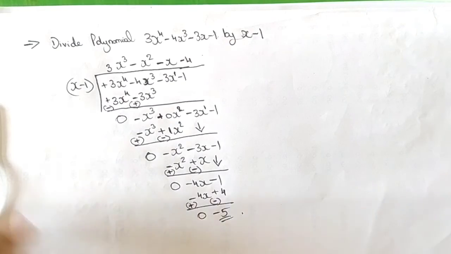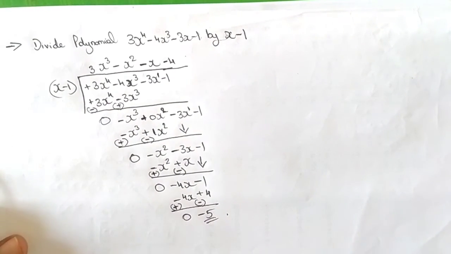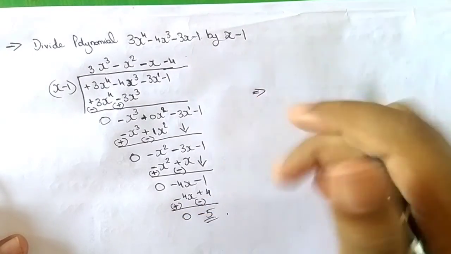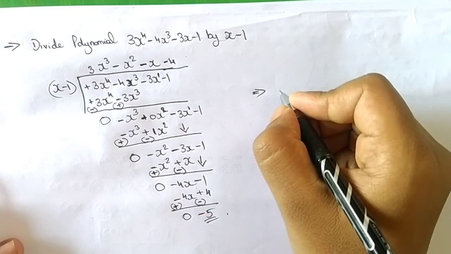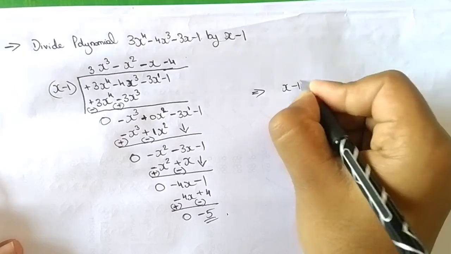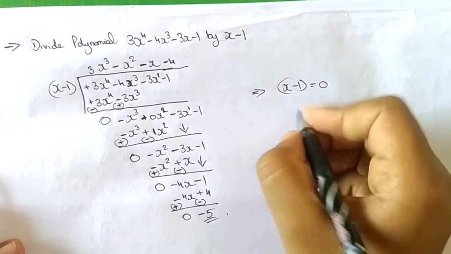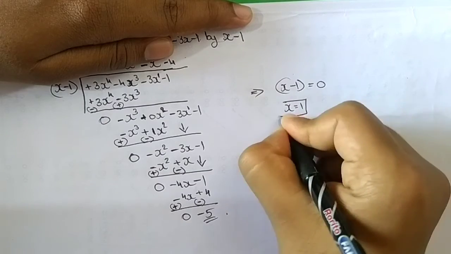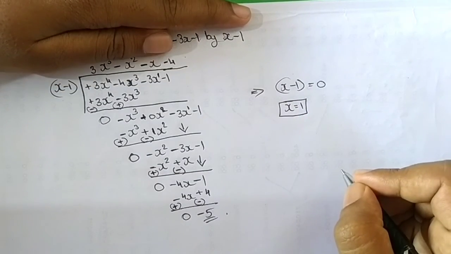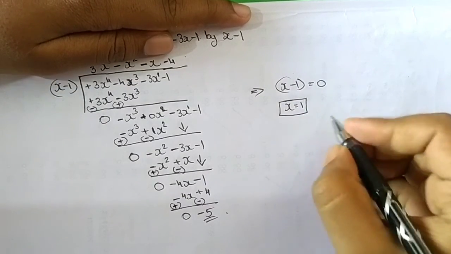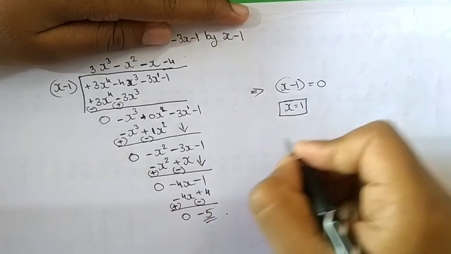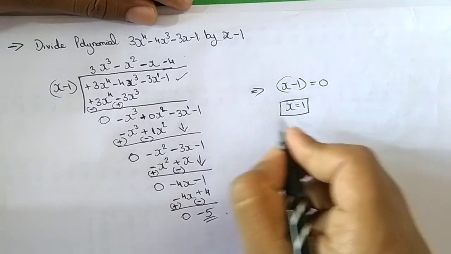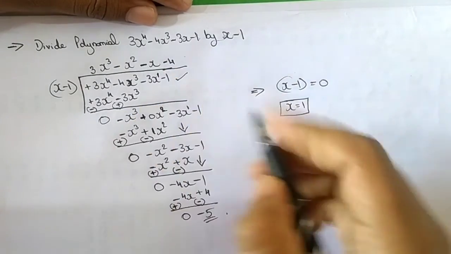As I told in the other method, from the remainder theorem, we can check. Find the 0 of a divisor. X minus 1 is your divisor. Equating it to 0, you can find the 0 of the divisor, and the 0 of the divisor is 1. Now substitute this one in the given equation. Given equation is this one. Substitute x here in the given equation.